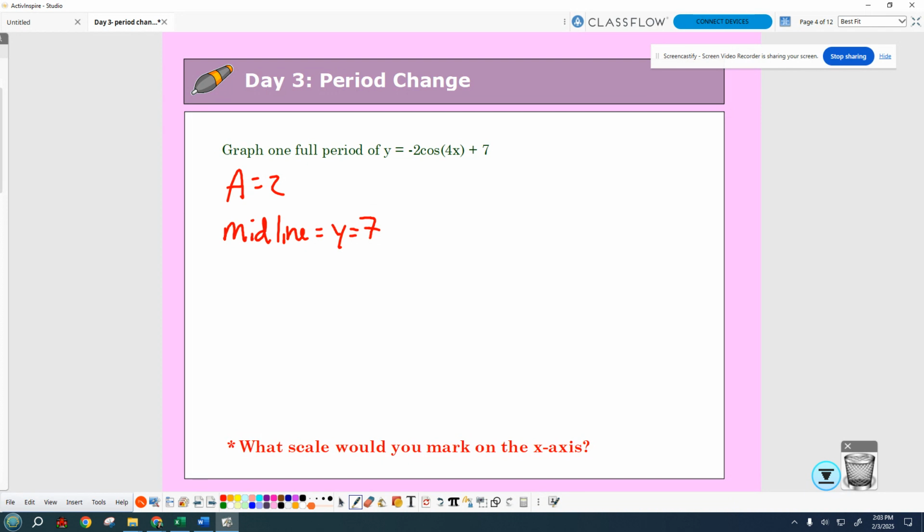Max, what else do we know? What's the period? It's pi over 2. Normal period divided by the b value, which reduces to pi over 2.